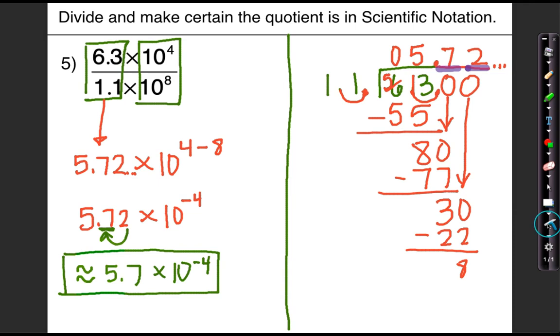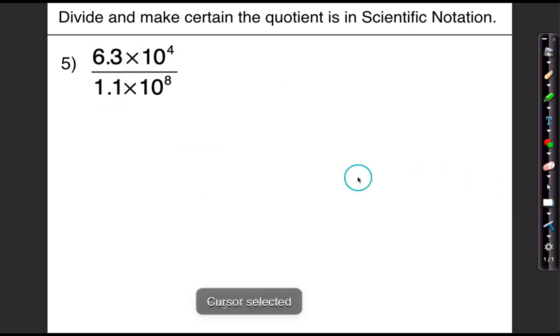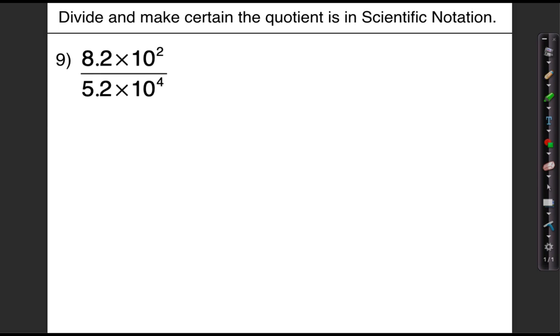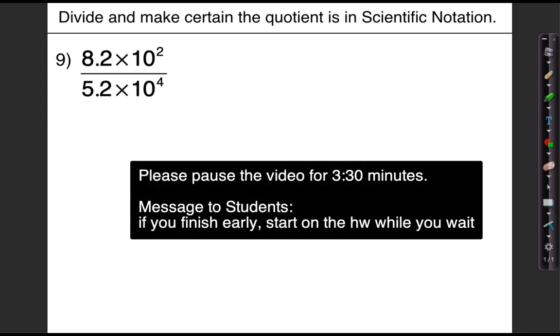Okay, so now we're going to do something a little strange. Now that I've gone over that example, I want to give you an opportunity to try one by yourself. And the one number that I actually want you to try is number 9. So you're going to have to skip around. So go ahead and try number 9. I'm going to go ahead and give you about 3.5 minutes to try this on your own. So you may begin now.